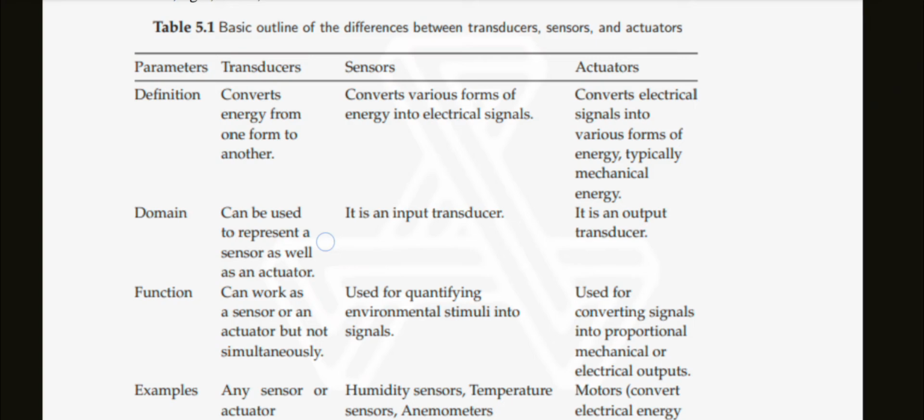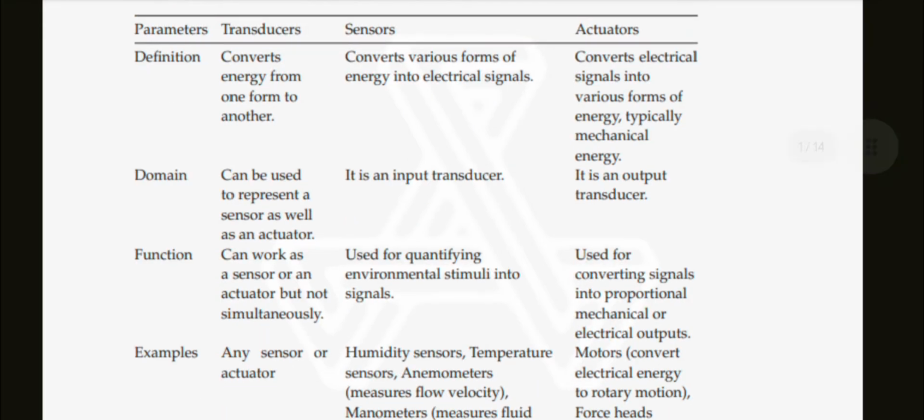Parameters: transducers, sensors, actuators. Definitions: transducers convert energy from one form to another. Sensors convert various forms of energy into electrical signals. Actuators convert electrical signals into various forms of energy, typically mechanical energy. It is an output transducer. The term can be used to represent a sensor as well as an actuator. Sensors are the input transducer. Actuators are the output transducer.